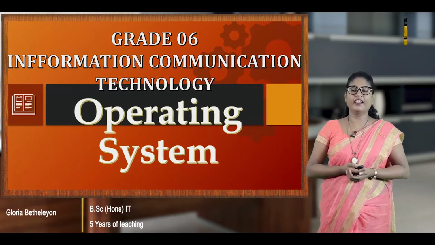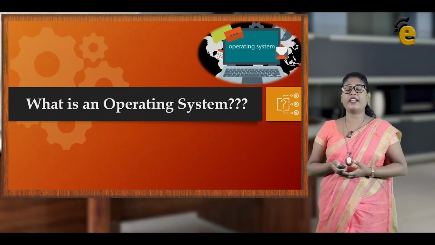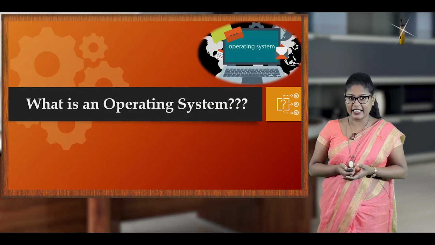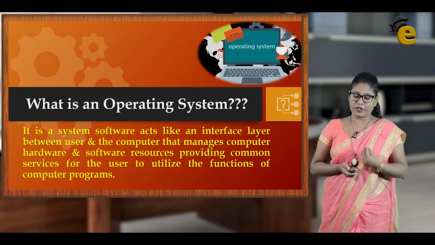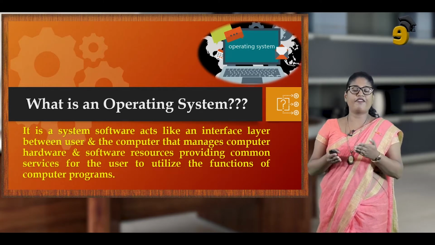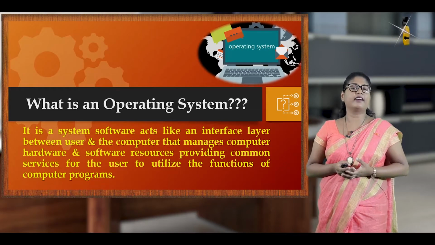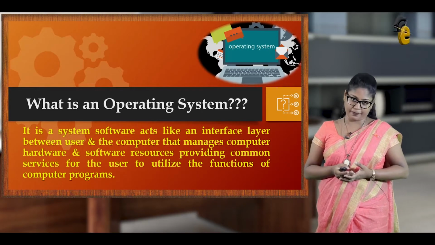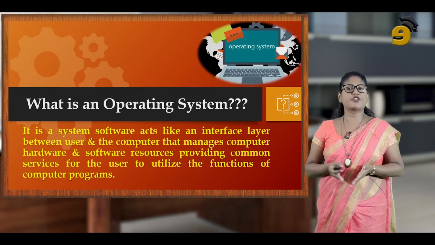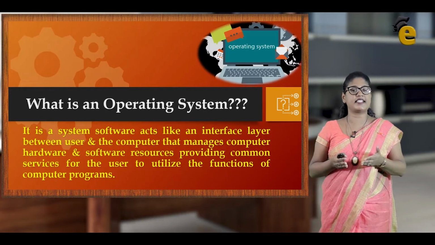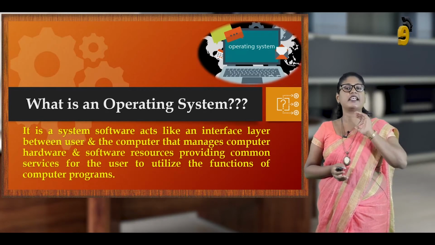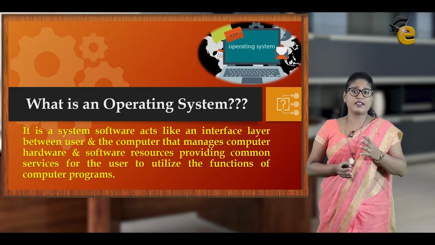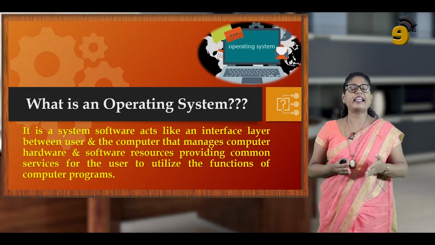So, we will begin with the operating system. What is an operating system in detail? You will be getting the definition with its possibilities. If we gather the definition for the operating system, it is this: system software that acts like an interface layer between the user and the computer. Now, if we elaborate on it in detail, it is a system software acting like an interface layer.